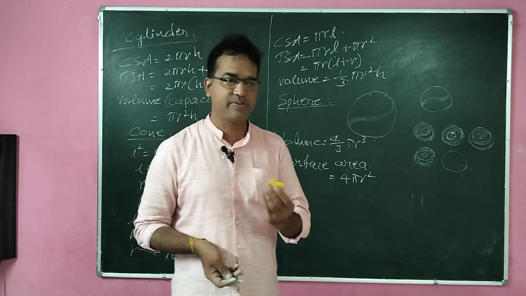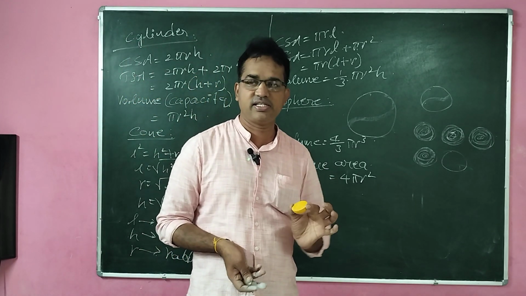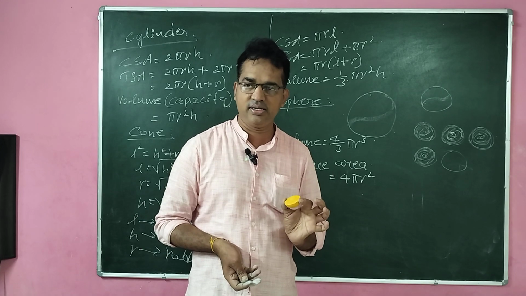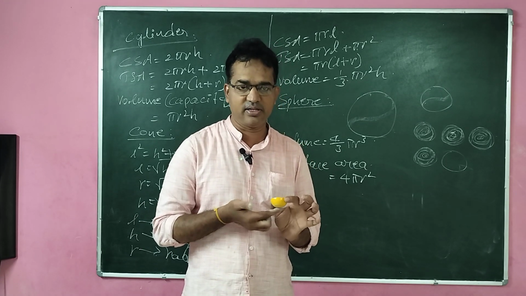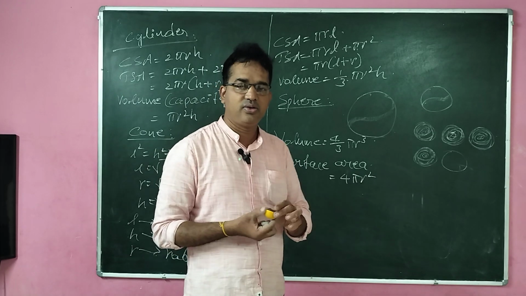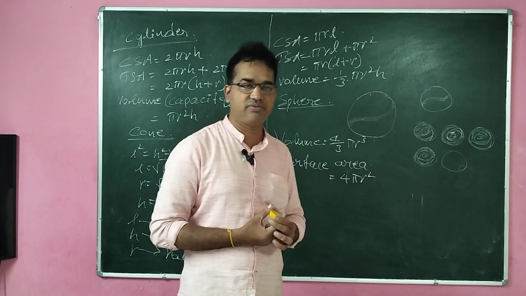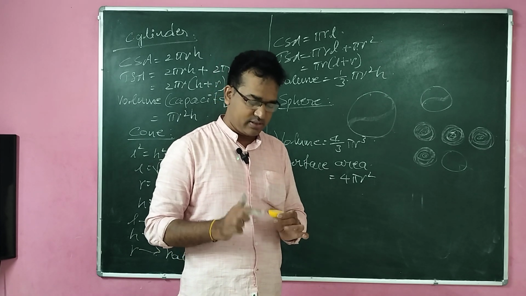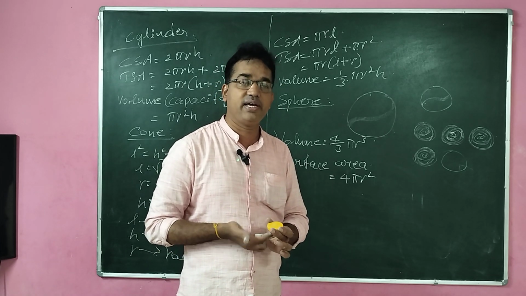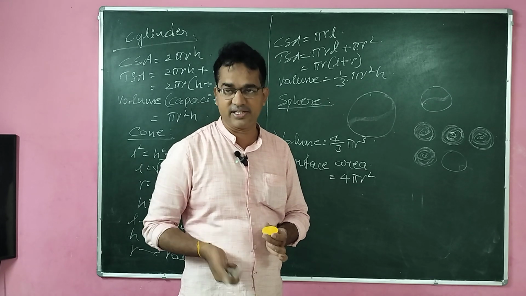Hemisphere or semisphere. For this one, TSA and CSA will come. CSA means 2 pi r square. Half of it, 2 pi r square. It is only that. In this, only 2 circles will be filled. If we want TSA, it is 2 pi r square plus 1 pi r square, 3 pi r square.